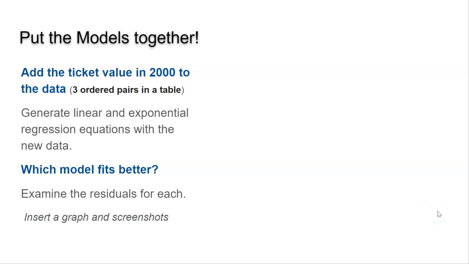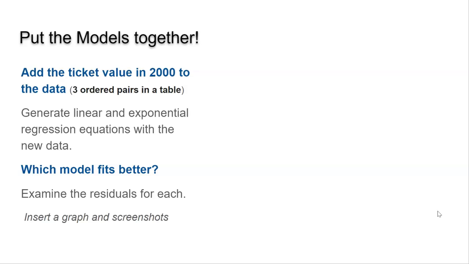So on this next screen, we're actually going to have a table with 3 ordered pairs. We're going to take the first 2 ordered pairs that were given on the last screen, and we're going to add a 3rd ordered pair for the year 2000. And again, we're going to generate a linear equation using y1 ~ mx1 + b, and we're going to generate an exponential equation, y1 ~ a times b to the x1 power.